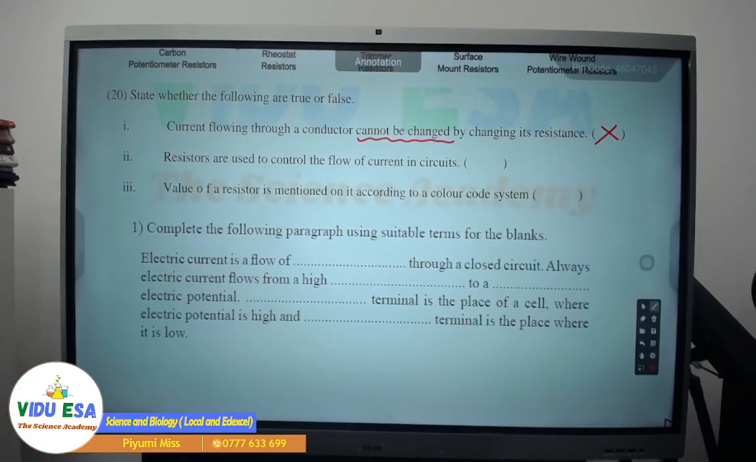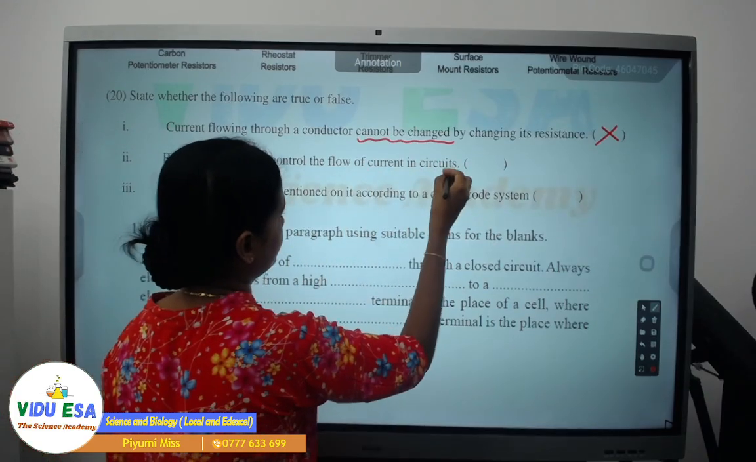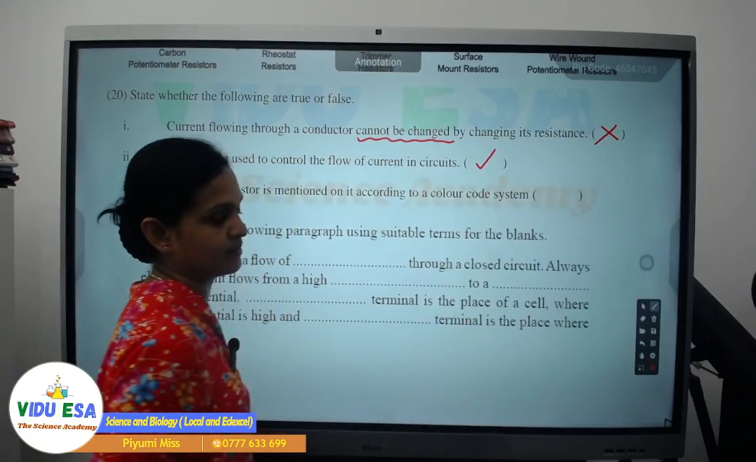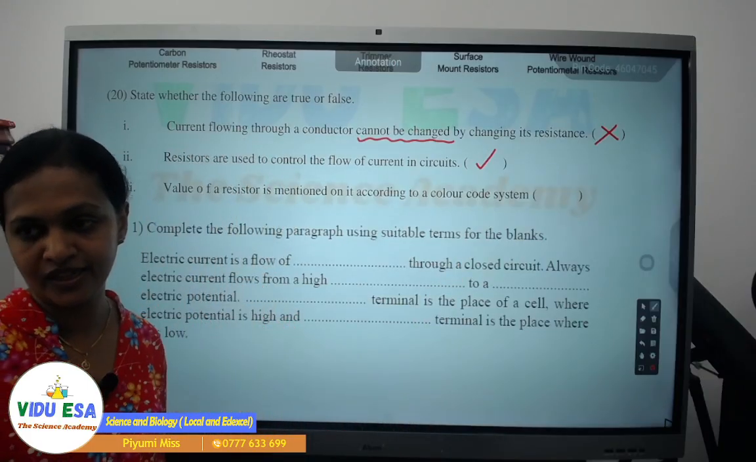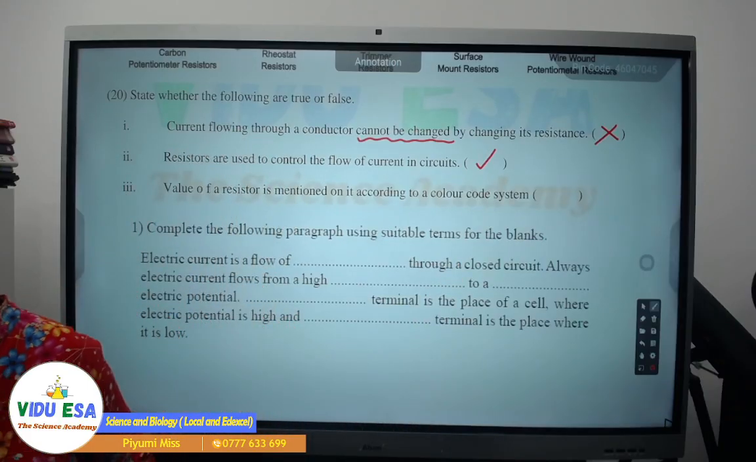Second one goes to Methun. True. Resistors are used to control the flow of current in circuits. Yes, by controlling the resistance, we can control the current. That's true.